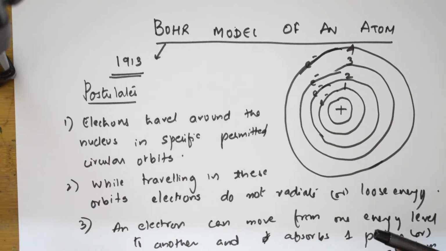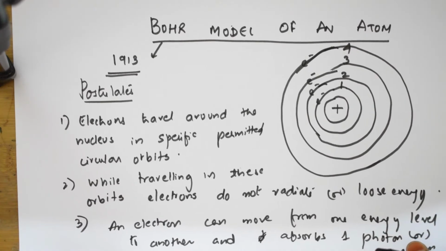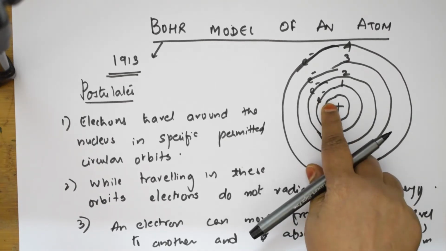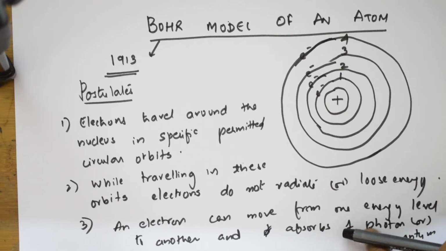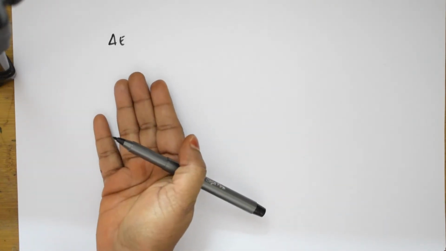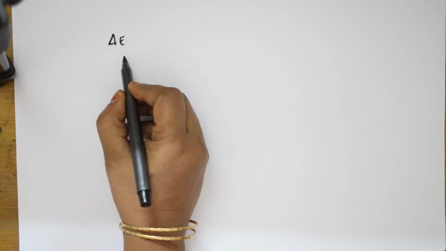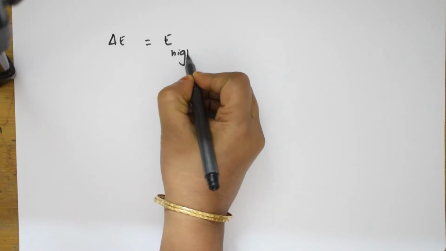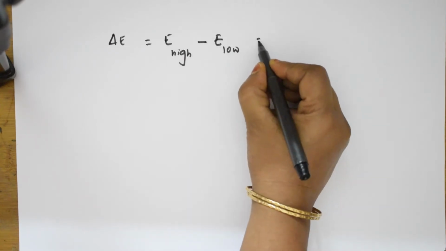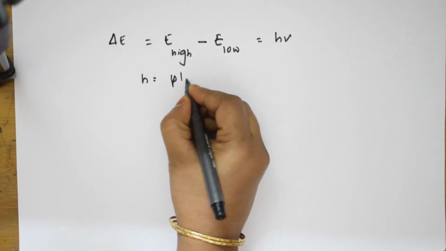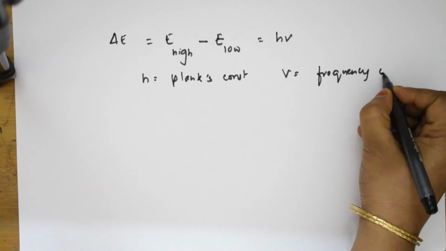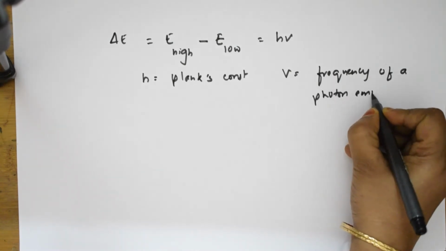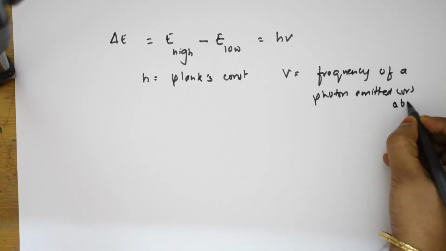We spoke about one photon or one packet of energy or one quantum of energy. So how is this quantum or photon of energy absorbed? From lower energy to higher energy, when it jumps, it will absorb. When it jumps back from the higher energy to the lower energy, it is going to emit. The absorbed or emitted energy, the quantum of energy, is denoted by change in energy, delta E. Delta E is equal to E higher energy minus E lower energy, which is equal to h nu. Here h is Planck's constant and nu is the frequency of a photon emitted or absorbed. This is the concept.